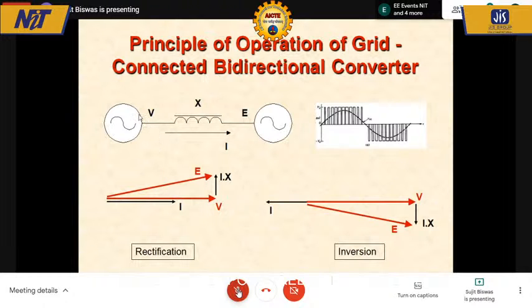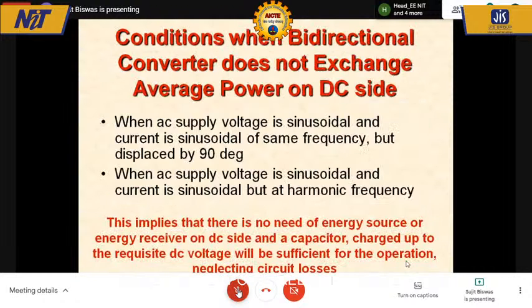So you need to have a phase lock loop to change the phase of this voltage E and control its magnitude. Then only you will have it maintained at a current I that flows through. If you want to have an inversion operation as an inverter, when power will flow out from this right-hand side source to the mains, then the current I has to be phase shifted by 180 degrees with respect to the voltage phasor V, and the operation is just the inverse. Okay, this is going to be something very interesting. There are conditions when this bidirectional converter does not exchange average power on the DC side.